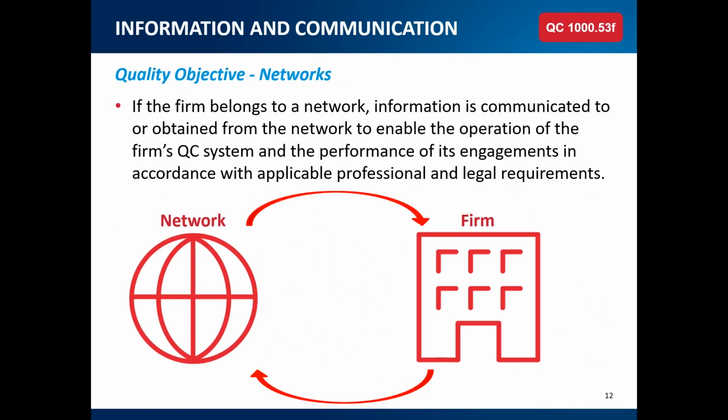On the other hand, the firm may need to communicate to the network when there are changes to the firm's QC system that may affect the network's monitoring activities. For example, if a firm changes an IT system it uses that interfaces with a system that is maintained by the network, the firm may determine it necessary to communicate the change to the network so revisions can be made on the network's end to update the interface.